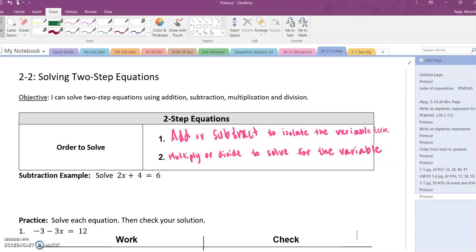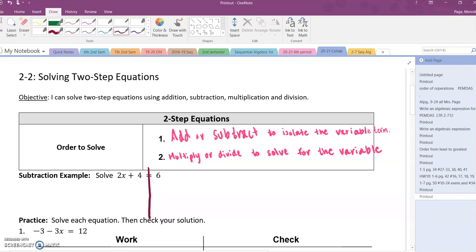So let's apply those two steps in our first example. Our first example says solve 2x plus 4 equals 6. Our goal for solving these equations is always to get the x, or the variable, by itself, and we're going to do that by following those two steps. First, I want to draw a line down my equal sign, my left and my right hand side, to help me keep organized.